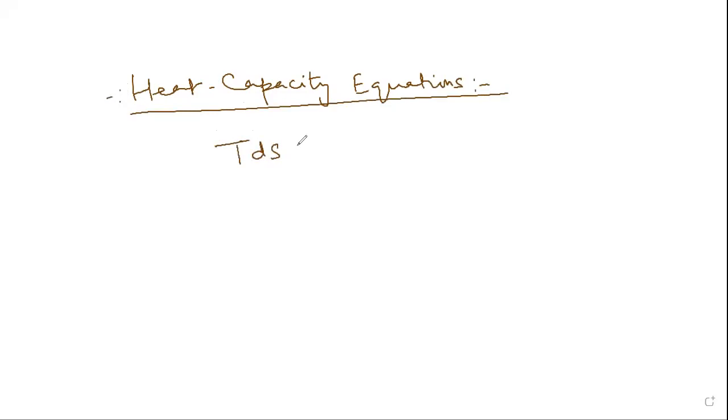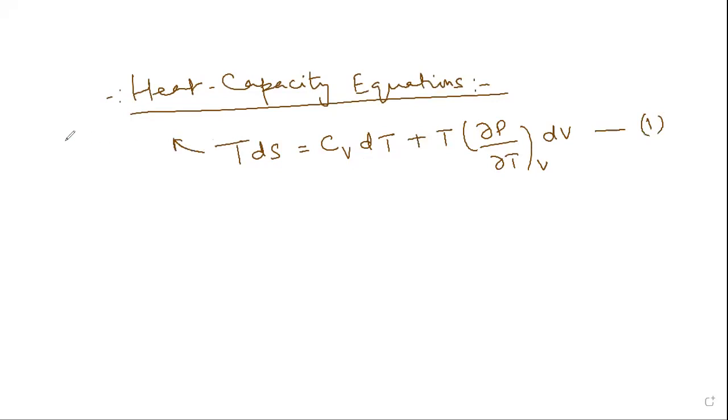TdS is equal to Cv dT plus T dou P by dou T at constant V dV. We name this our first TdS equation.